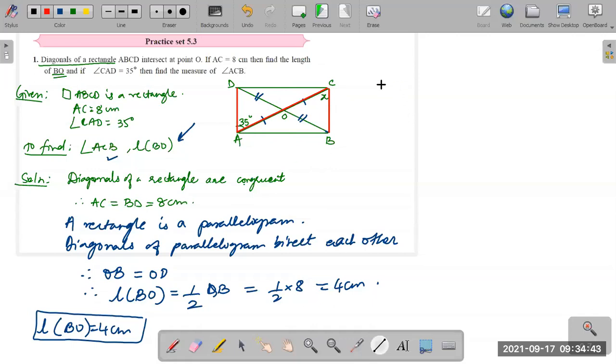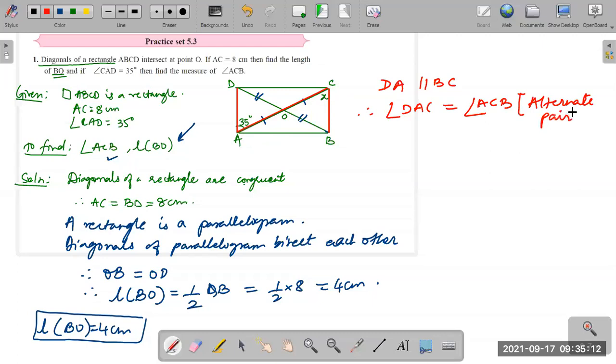So what can we say? It's a rectangle. Therefore, DA is parallel to BC. Therefore, we can say that angle DAC is equal to angle ACB or BCA. Why is it so? Because of alternate pair, because of Z formation. Since it's an alternate pair, these two angles are equal. Therefore, we can say angle ACB is equal to 35 degrees.